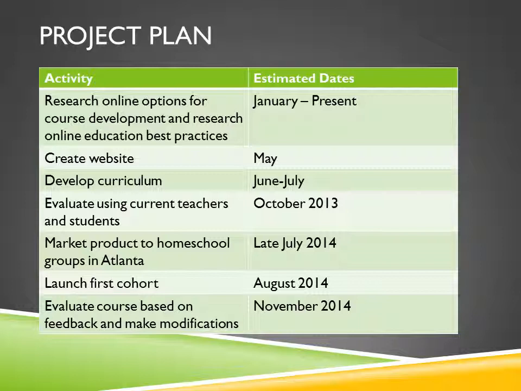I evaluated the product using current teachers and students. I obtained their feedback in October of 2013. Future projects include marketing the project to homeschool groups in Atlanta at a regular convention that occurs in July of every year, launching the first cohort in August of 2014, and then evaluating the course based on feedback and making modifications so that these modifications will be implemented by the spring semester 2015.